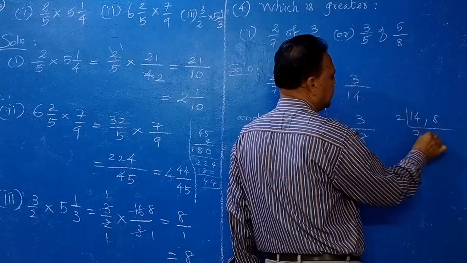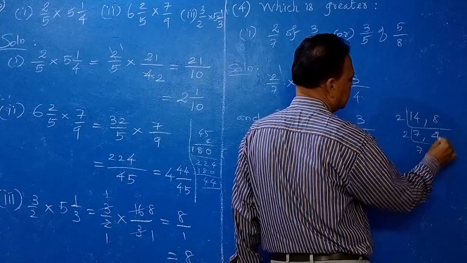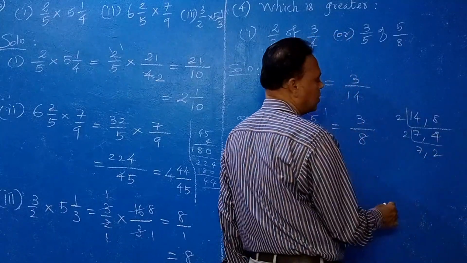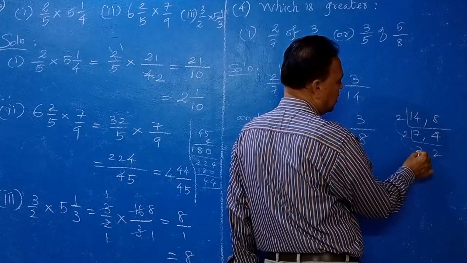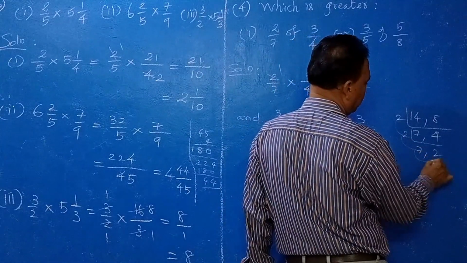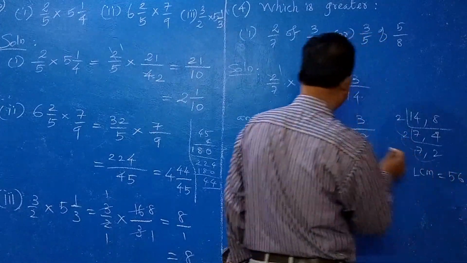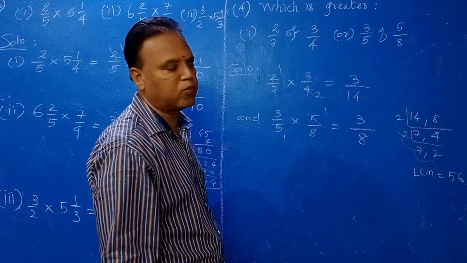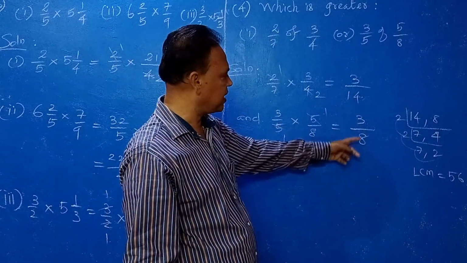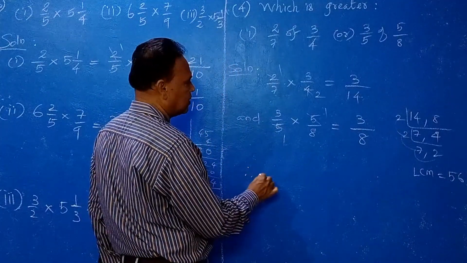In the 2 table, 7 times. This one 4 times. Again 2 table 7, 2. Okay, so 2 into 2, 4. 4 into 7, 28. 28 into 2, 56 LCM. LCM 56. So you can make the denominator 56. Both numbers' denominators we can easily make 56. Okay, so you write 3 by 14.